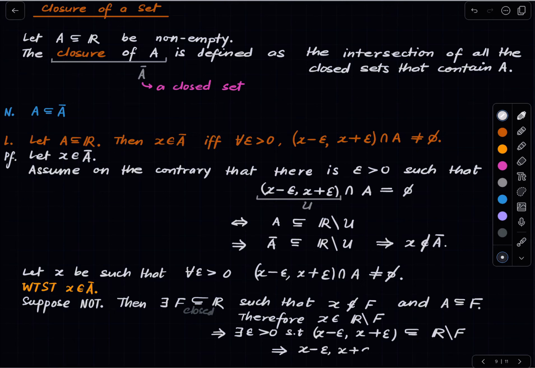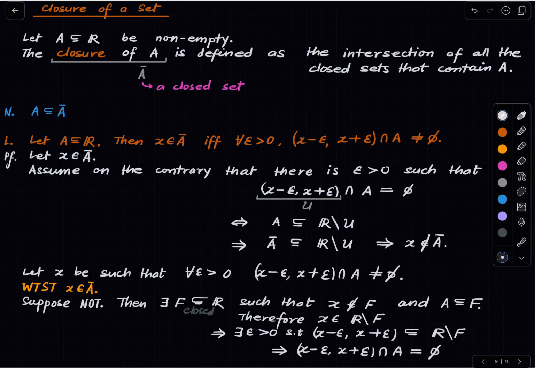I mean, this is true. This is exactly the previous statement. This being contained there is the same as saying this intersects F in the empty set, but F contains A. F is a closed set containing A. So instead of F, we can write A. And that is something in particular true.